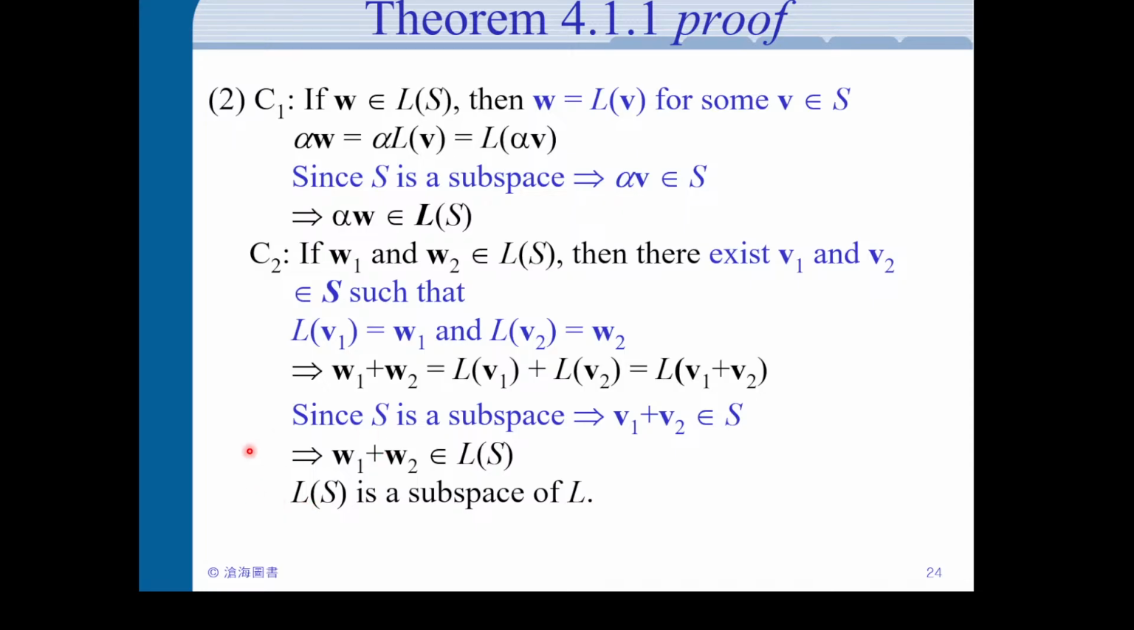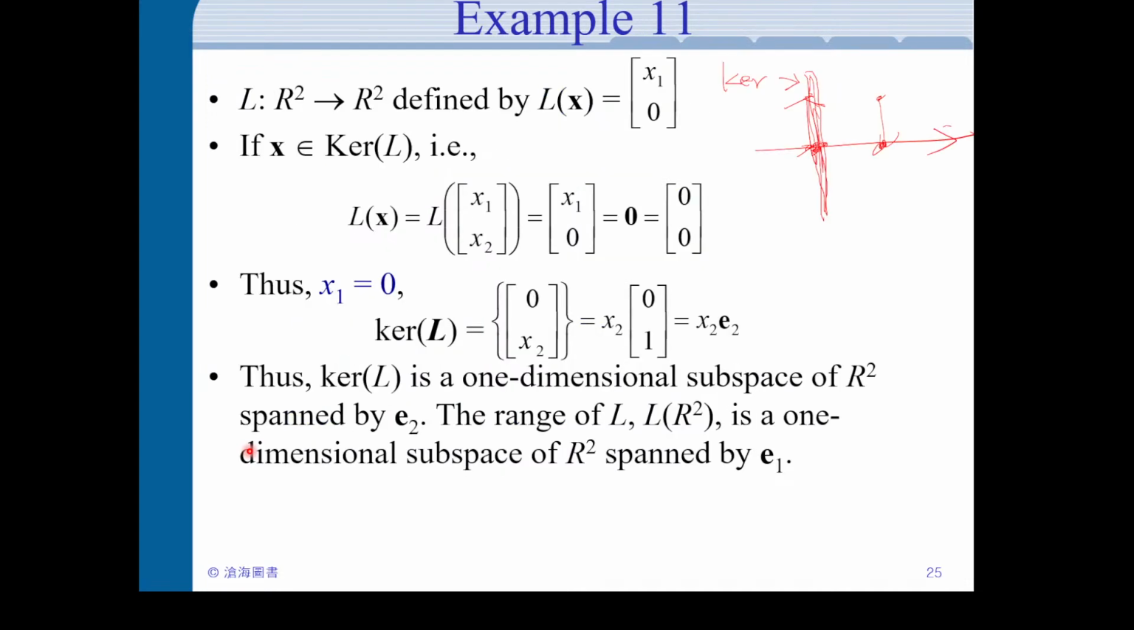And let's see some examples to get a bit of intuition about the kernel and image. Let's start with the example that we kind of already saw. We have a linear operator from R2 to R2, and it's a projection onto the x-axis. So L of x is (x1, 0). You kill the second coordinate and map your vector onto the x-axis.